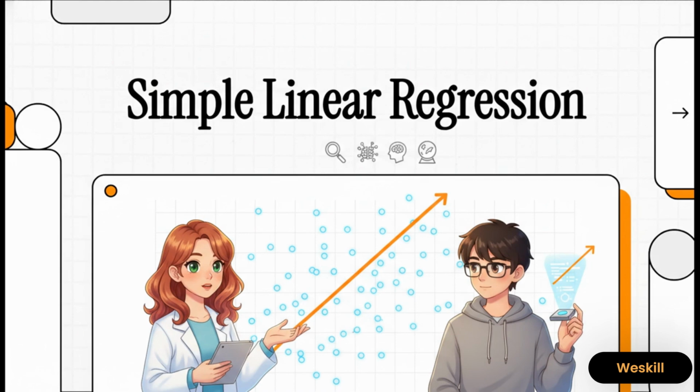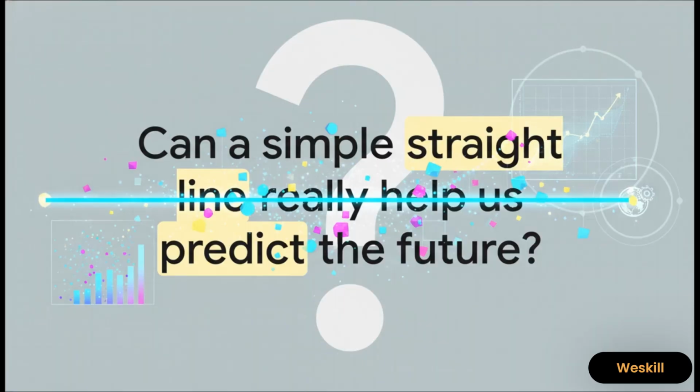Today, we're going to dive into one of the absolute cornerstones of data science, simple linear regression. We're going to see how a humble, straight line can give us a surprisingly powerful peek into the future. So can a simple straight line really help us predict what's coming next? It sounds way too simple to be true, right? Well, as we're about to see, the answer is a big, emphatic yes. This one idea is the bedrock for so much in the world of data, so let's unpack it.